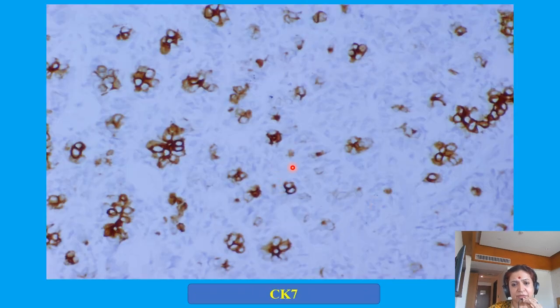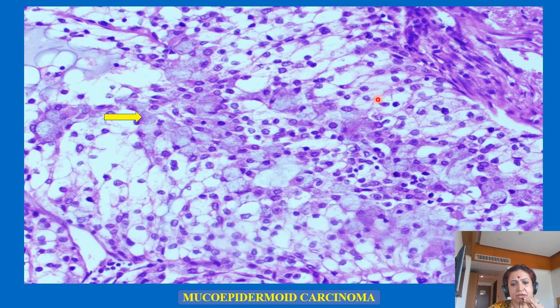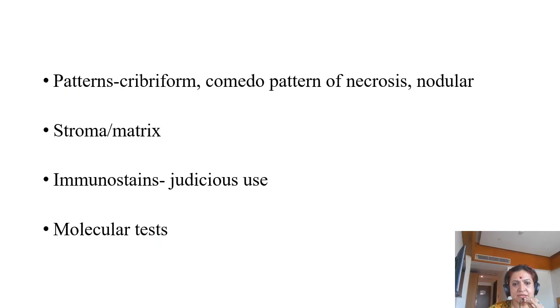This is the same case showing the CK7 positivity in the luminal ductal cells, and this is the abluminal S100 positivity. S100 is a good myoepithelial marker. Now mucoepidermoid carcinoma showing the mucous cells, the epidermoid cells very clear with the clear cytoplasm, and the intermediate cells.